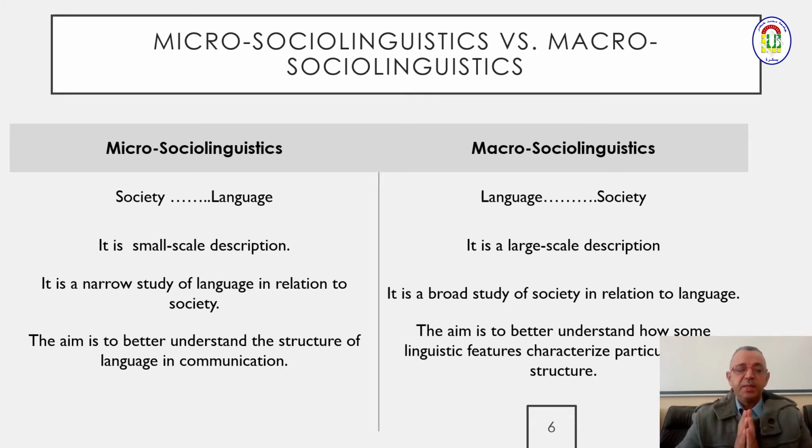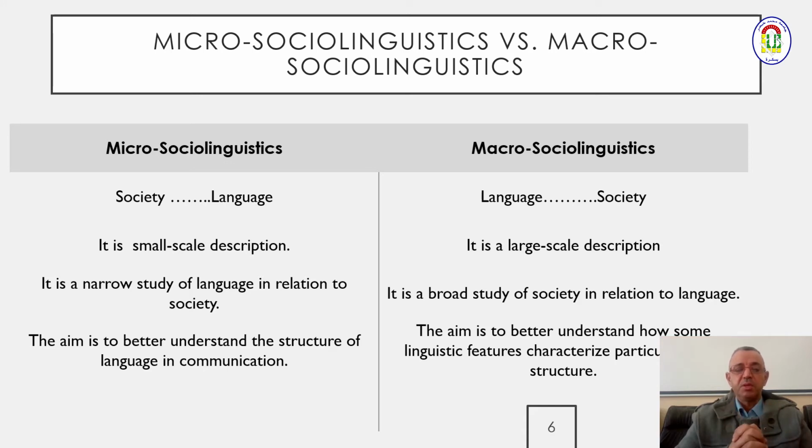Micro-sociolinguistics is small-scale description. However, macro-sociolinguistics is a large-scale description. Micro-sociolinguistics is a narrow study of language in relation to society. Macro-sociolinguistics is a broad study of society in relation to language.